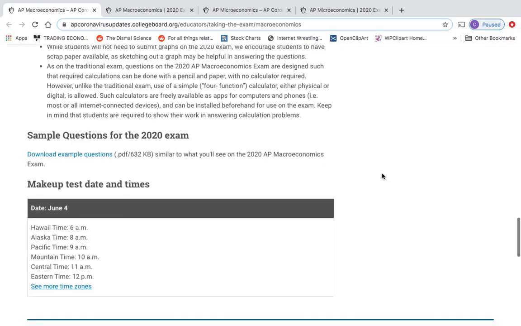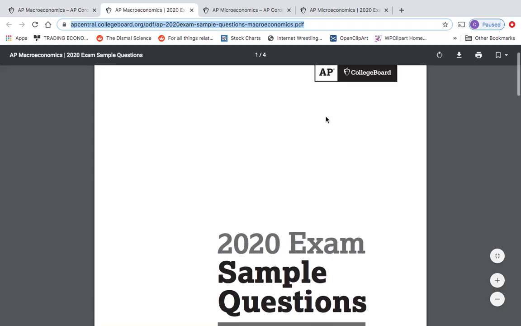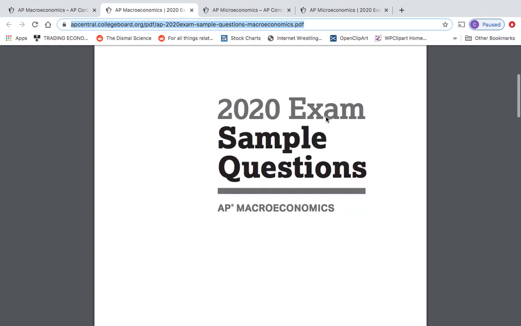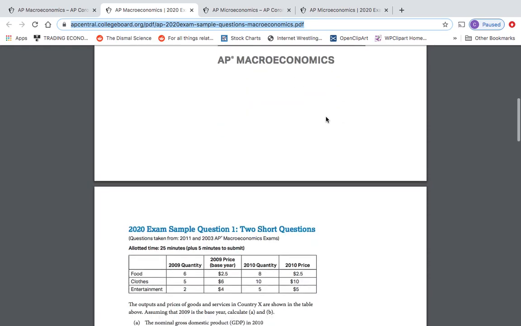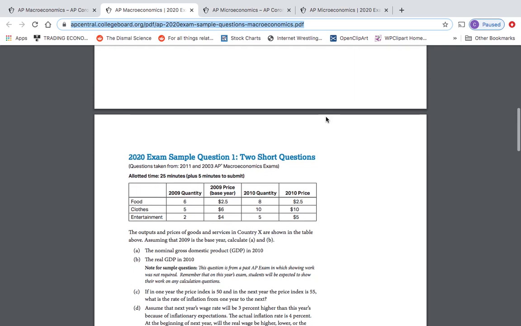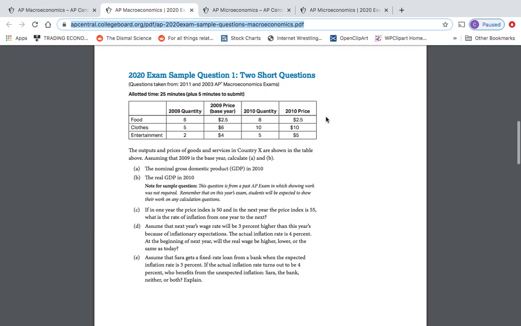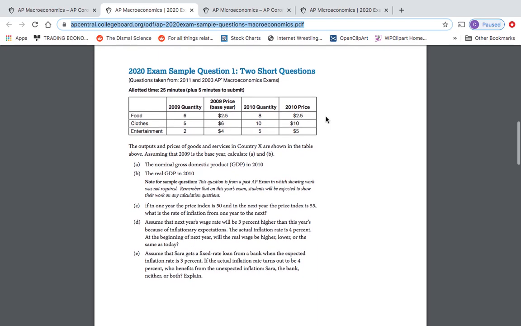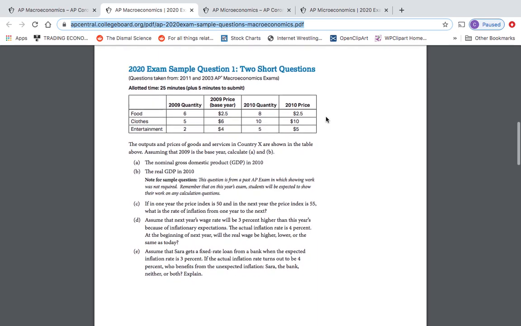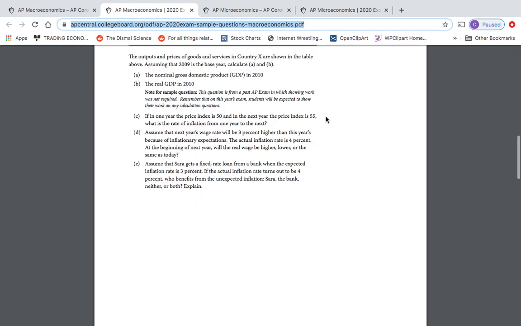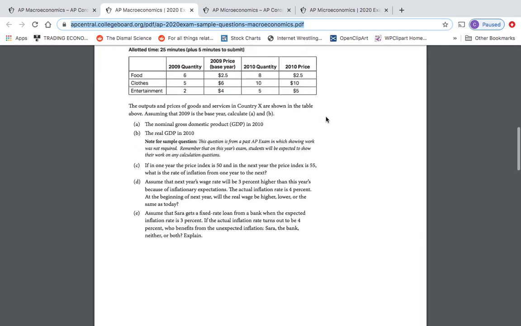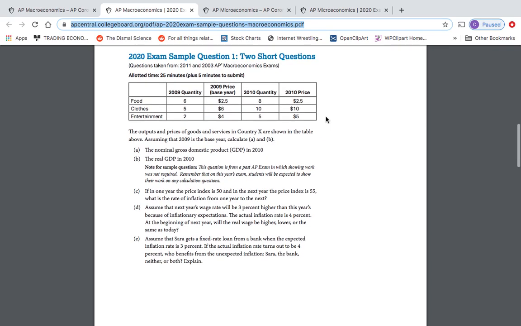Right, so let's look at the sample questions that the College Board had put out for the macro test. The 2020 exam sample questions that they had listed here, they say the questions are from the 2011 and 2003 AP macro exams. Okay, interesting that they chose those 2 years. All right, so you have 2 short questions. So question number 1 is a GDP type question.